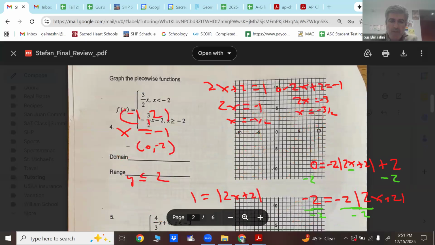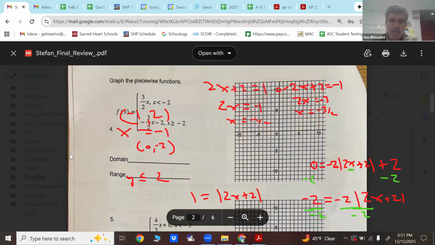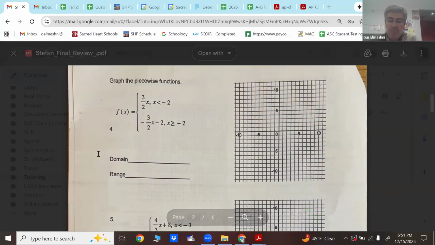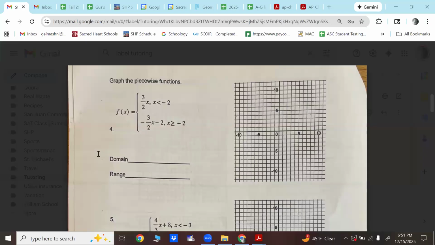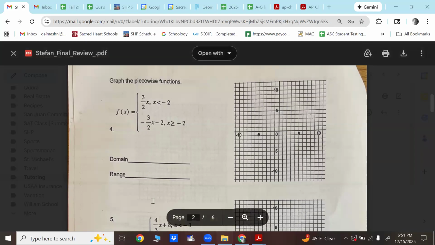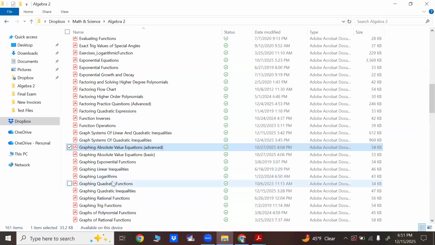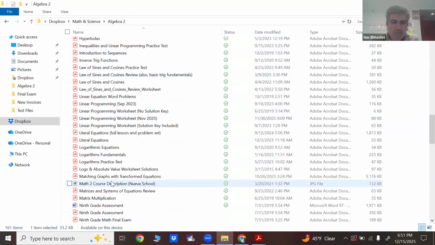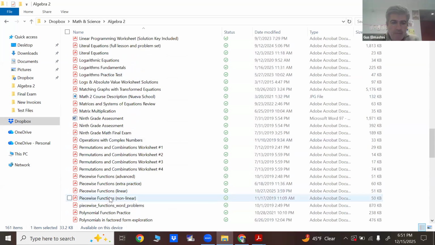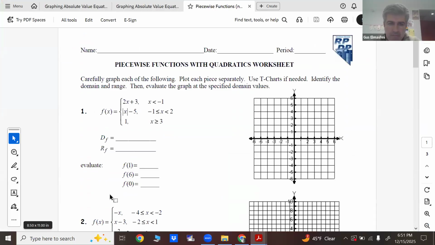Now let's talk about piecewise functions. With piecewise functions, you simply graph each one and then just choose a side to keep, depending on what inequality is next to it. That's really the best way to handle those kinds of questions. So let me locate. There we go. We'll do nonlinear.